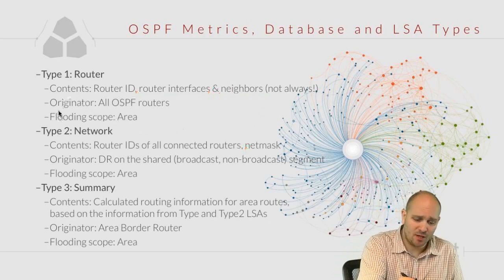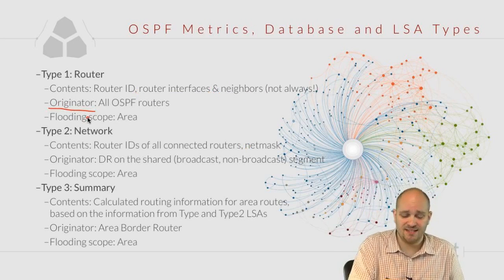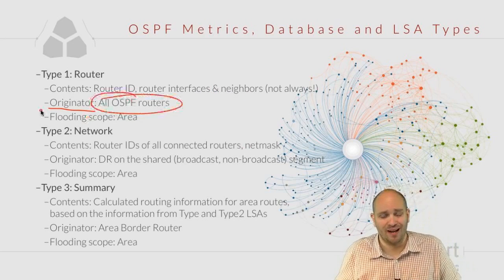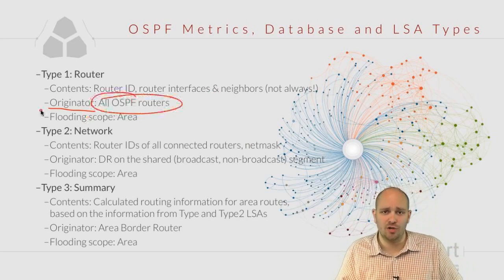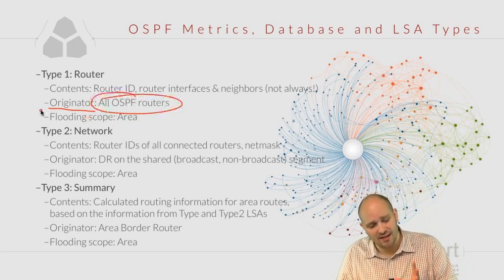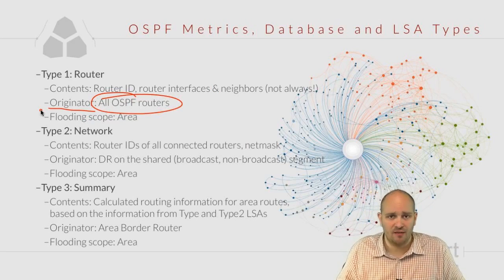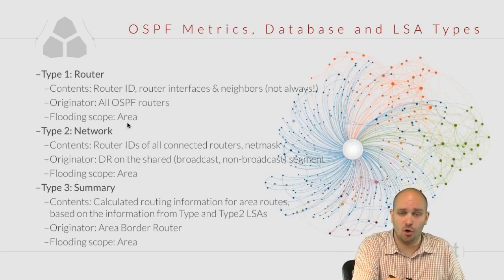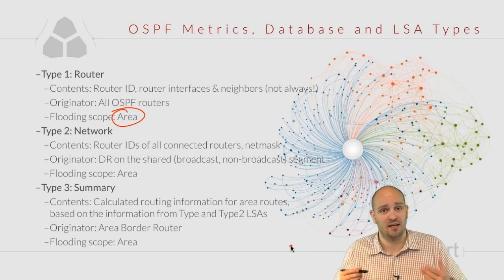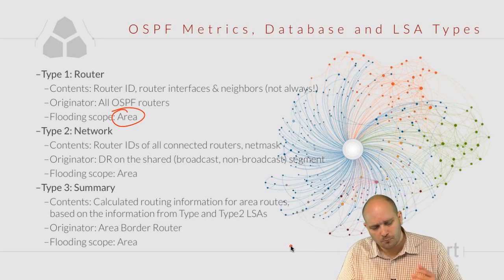And as I said, the originator of this LSA will be every single router in the OSPF domain. So every router in the OSPF domain will generate their own type 1 LSA and list this important information in it. The flooding scope of type 1 LSA is going to be an area. So type 1 LSAs cannot leave individual areas.